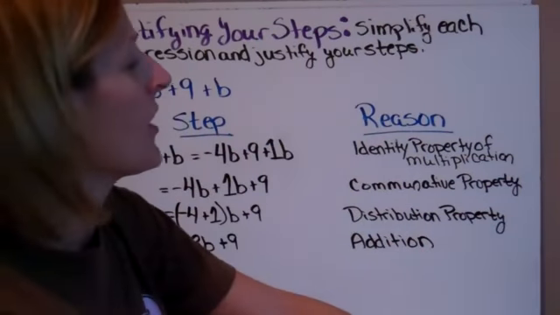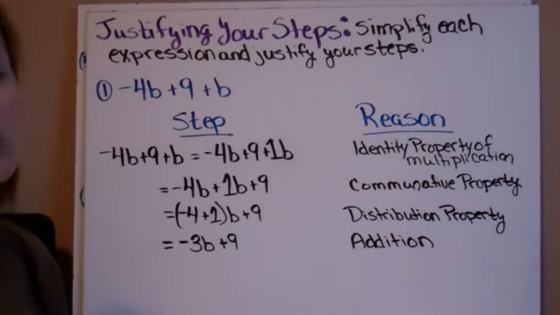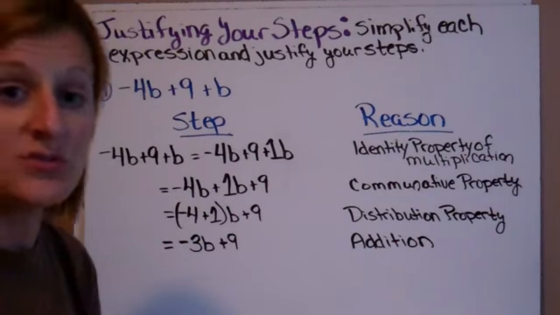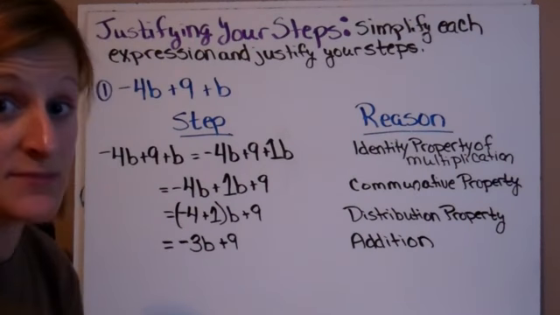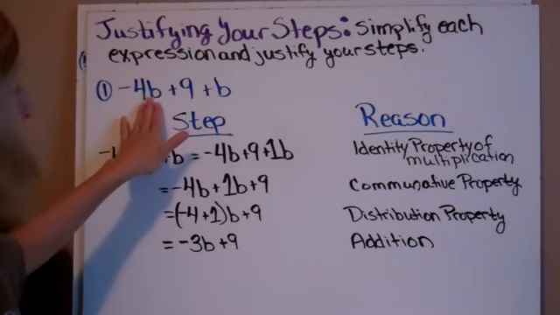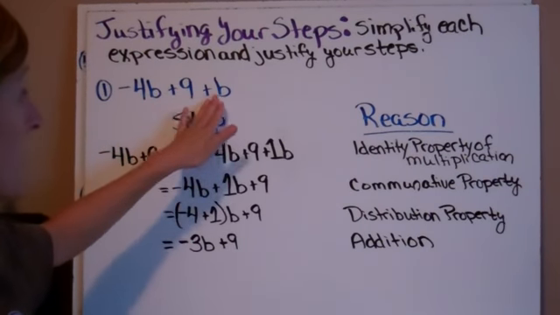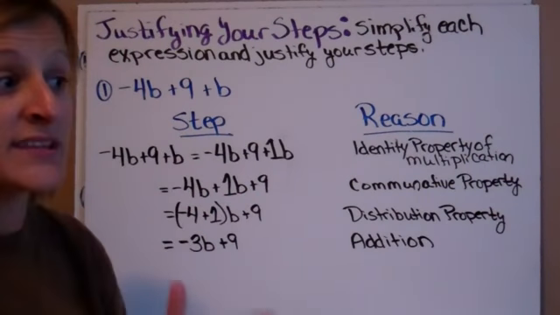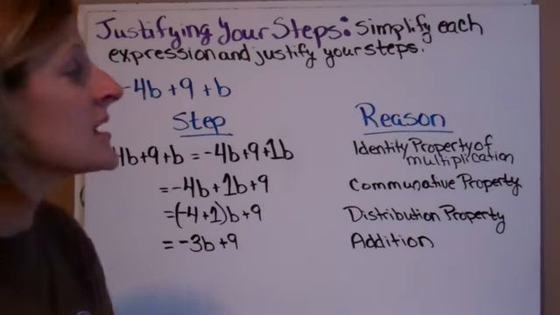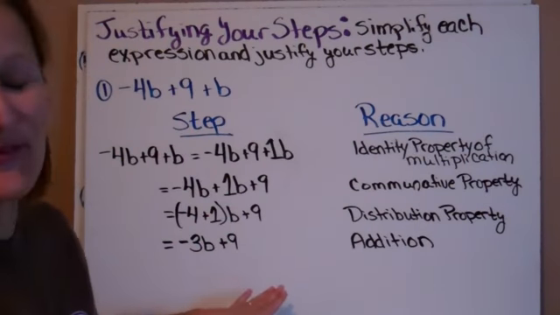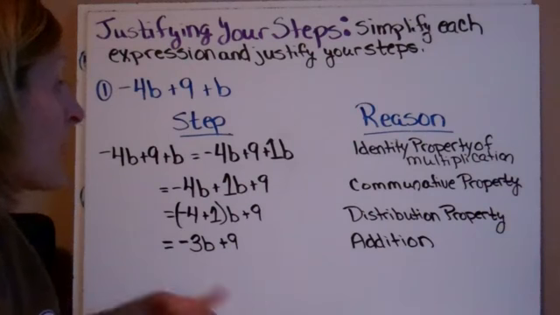Alright, now as you simplify expressions, you need to justify your steps. In the properties that we just learned, we can use those properties to justify our steps and why we simplify it. So if I give you the expression -4b plus 9 plus b, I want to simplify this expression, basically combining all like terms until I have no more terms that can be combined.